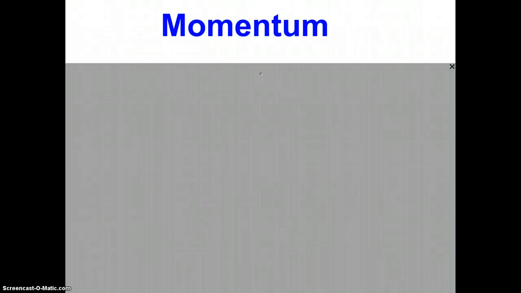Welcome to the lesson on momentum. Momentum is a word in our everyday life that has many different connotations depending on the context in which it's used. We, of course, in this lesson are going to focus on the physics context of momentum, and that being that momentum is the characteristic of an object that depends on its mass and velocity.